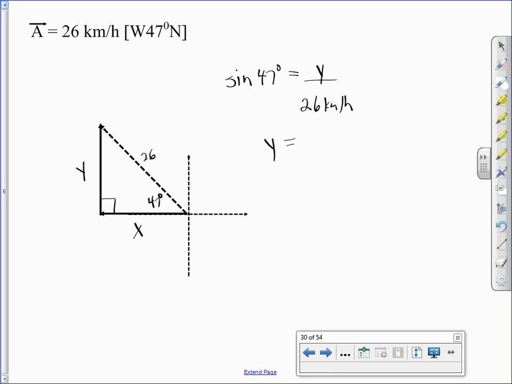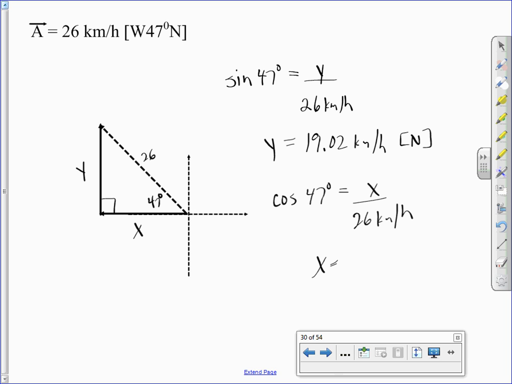So please do that right now. If you haven't grabbed your calculator yet, I will do the same. And hopefully we all get the same answer. I got 19.02 kilometers per hour. Please make sure you put the direction with it as well, which is north. To find the value of X, we would use cosine. And the same calculation will get you the correct answer.